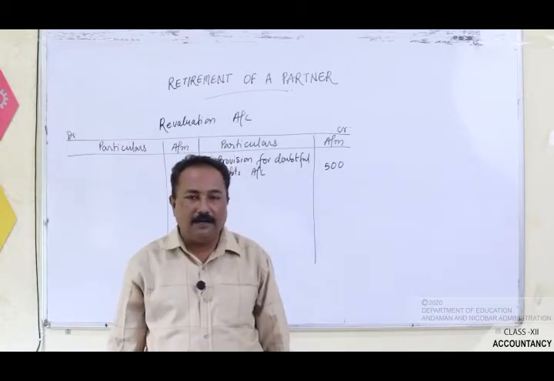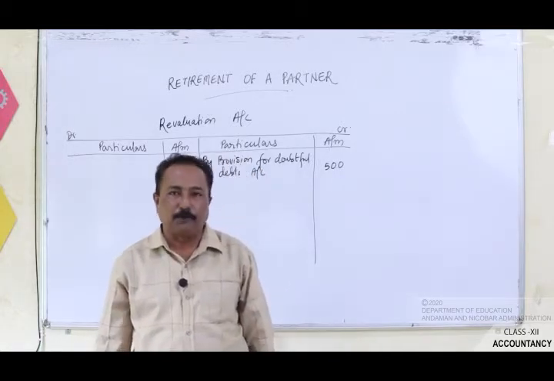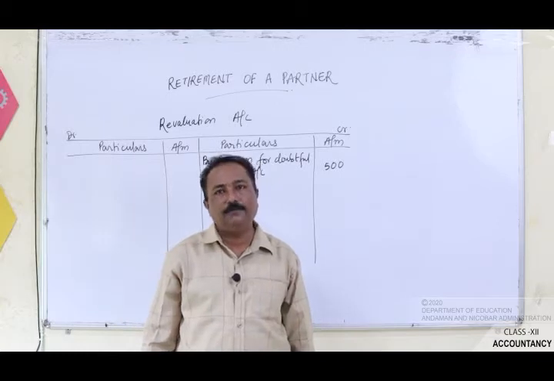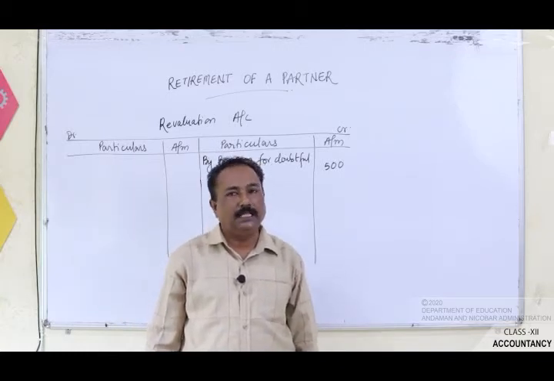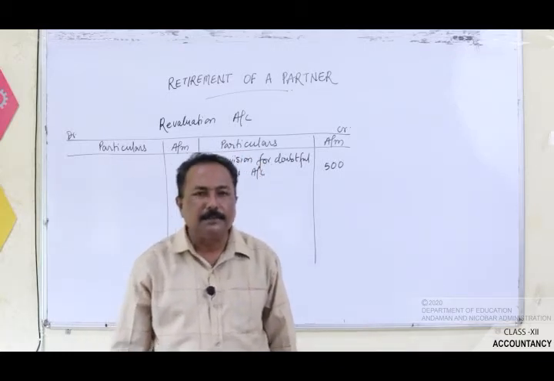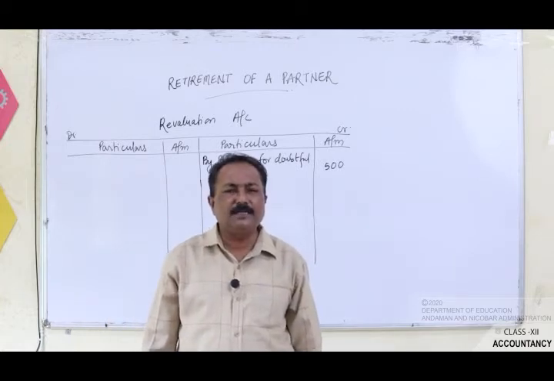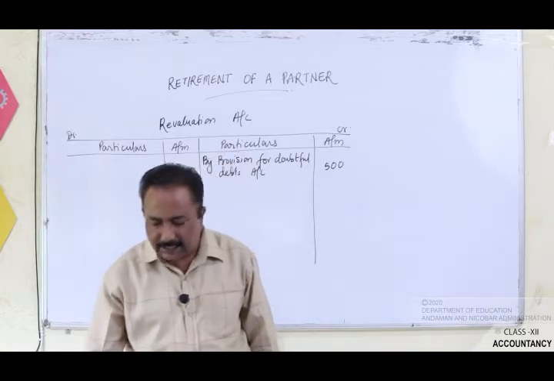Now, after writing about the provision for bad and doubtful debt, let us pass on to the next additional information. The next additional information is land and building to be increased to rupees 1,32,000.